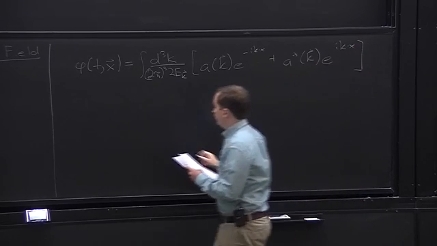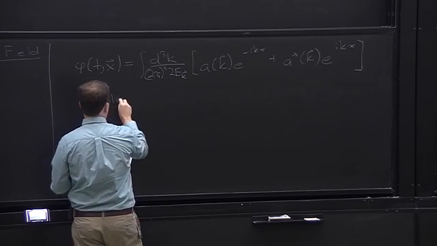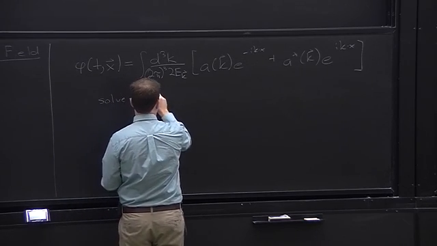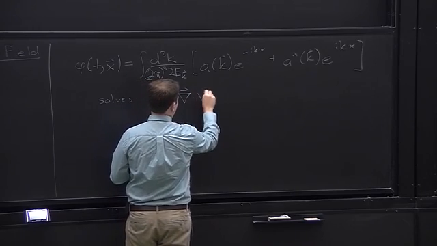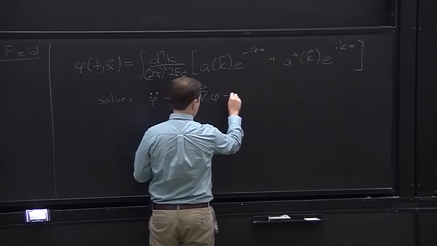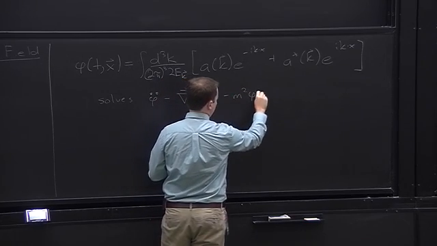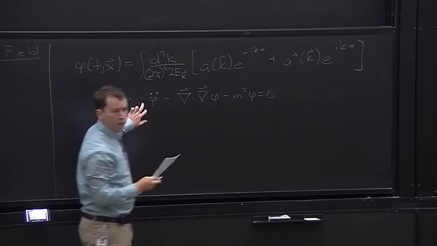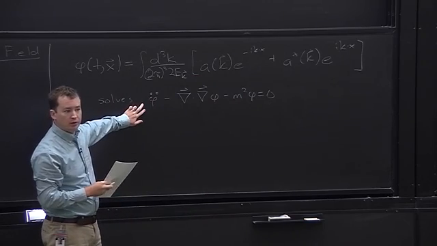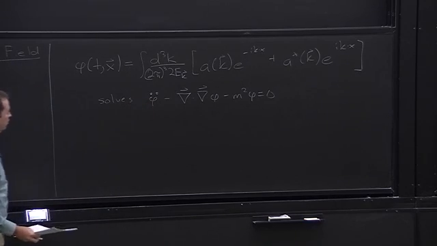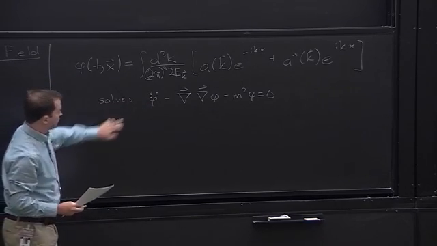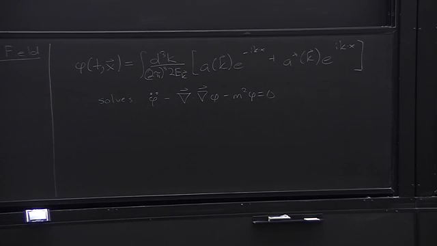And so this solves the Klein-Gordon equation, which I believe I wrote in components incorrectly yesterday. Thanks to Finn for pointing that out. But this is what it should look like. This solves this equation.